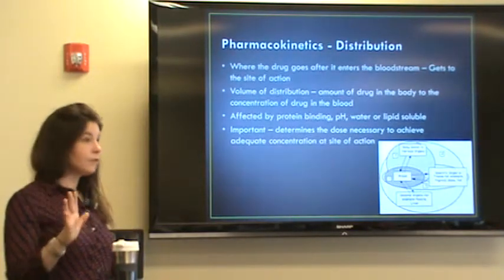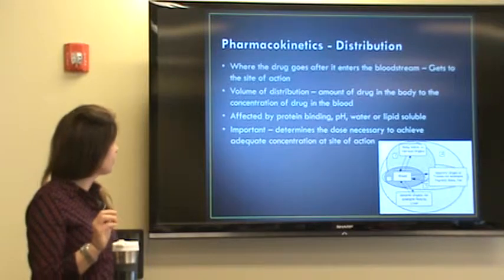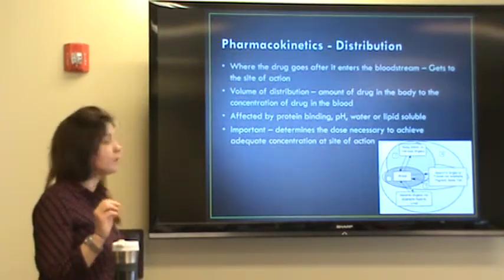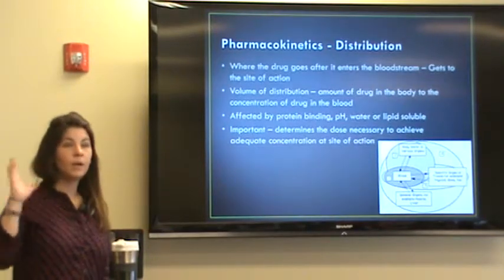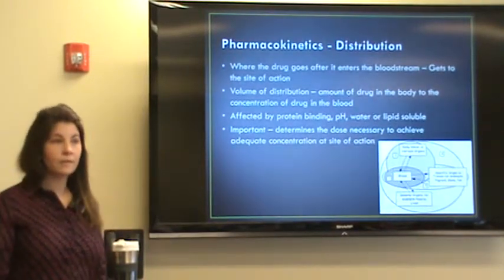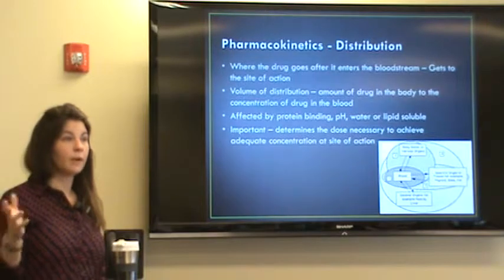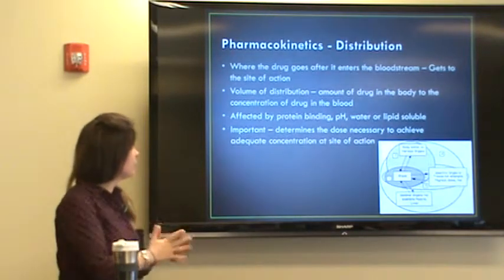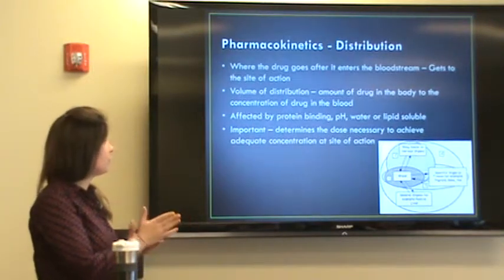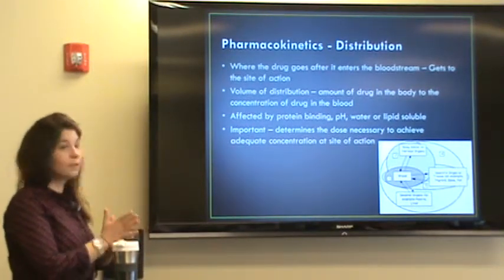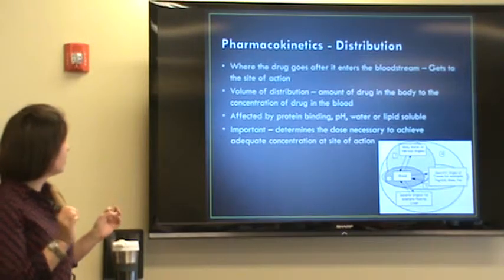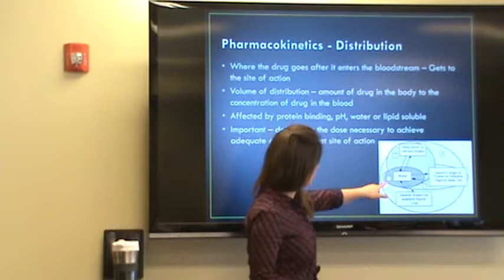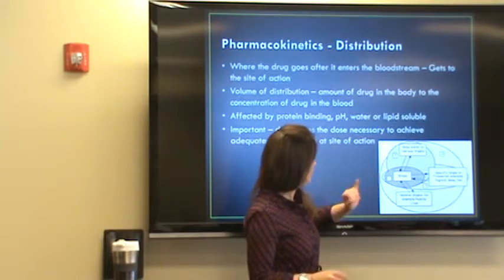All right, so distribution is the next term when we're talking about pharmacokinetics. Distribution is where the drug goes after it enters the bloodstream and how it gets to the site of action. Unless a drug gets to the site of action, it's not doing anything in your body, right? That's why we care about distribution. The way we describe it is the volume of distribution, which is the amount of drug in the body relative to the concentration of drug in the blood. When you give a drug, it goes from the GI tract into the blood.